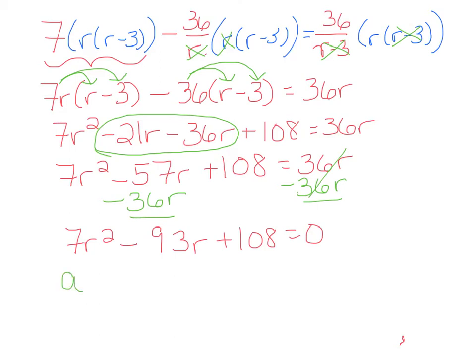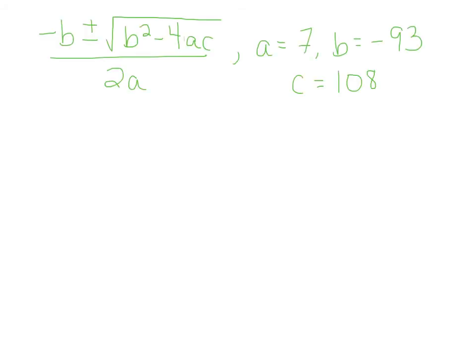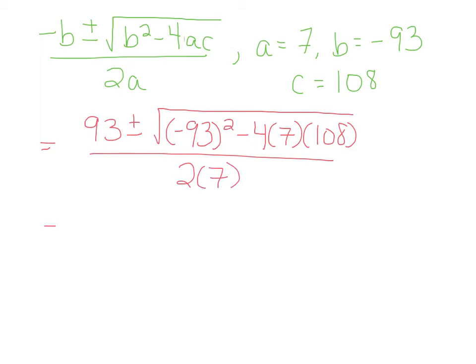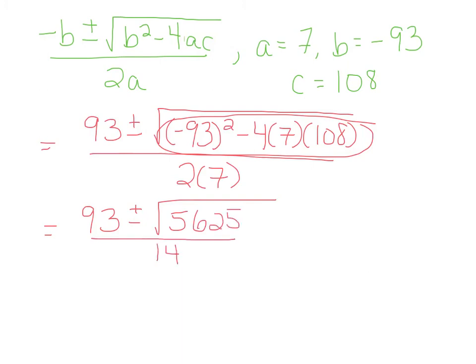Now we can state that A is 7, B is negative 93, C is 108. Let's plug this into our quadratic formula and solve. Let's plug in our values and simplify. I'm going to plug this entire expression into my calculator all at once and find that discriminant. The square root of 5625 is 75. And now we need to simplify.